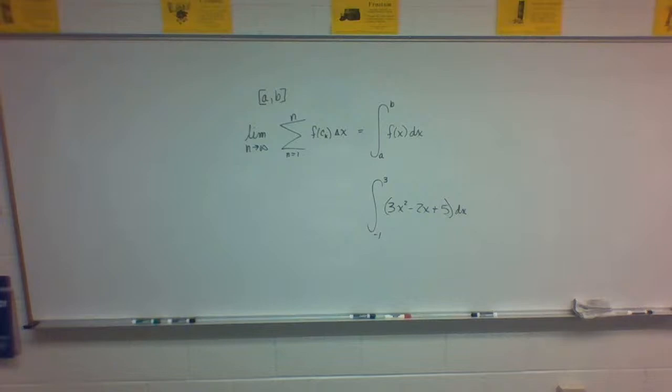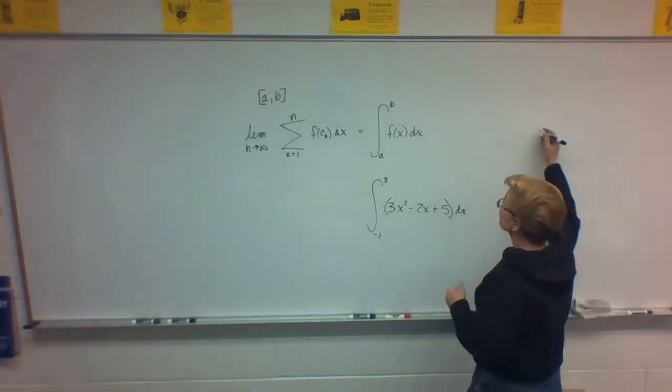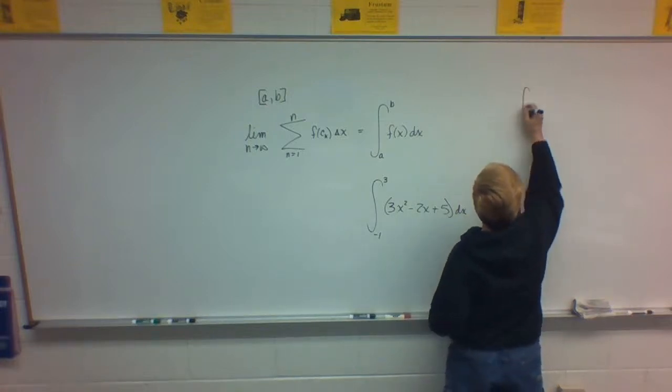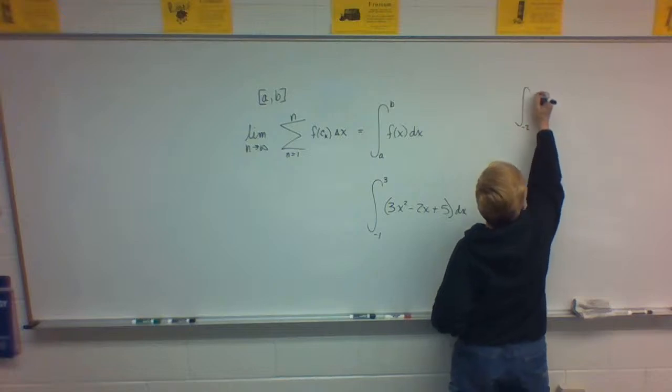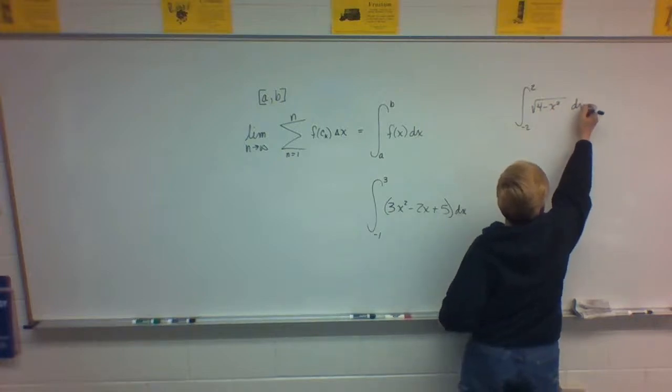Example 2 says, evaluate the integral from -2 to 2 of the square root of 4 minus x squared dx. I think I can do this over here. So hang on a minute. They want us to find the integral of what? From where? -2 to 2? Yep. Of what? Square root of 4 minus x squared dx. And yes, you're exactly right.